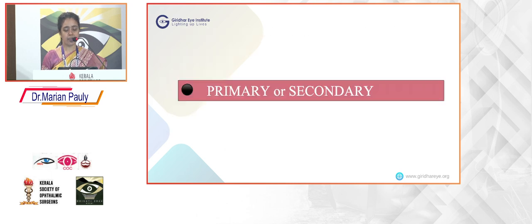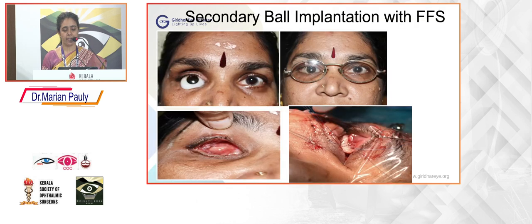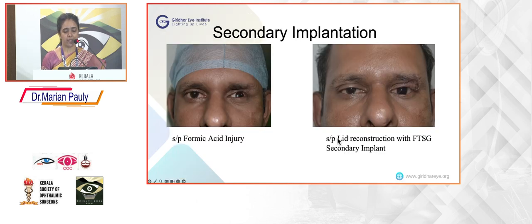Orbital implants, as we have heard from Dr. Anju, can be primary or secondary. Primary she has already shown, following enucleation or evisceration. Coming to the secondary implant, this is a lady with a contracted socket. So what we have done is a secondary ball implant with fornix forming sutures, and fitted with a prosthesis.